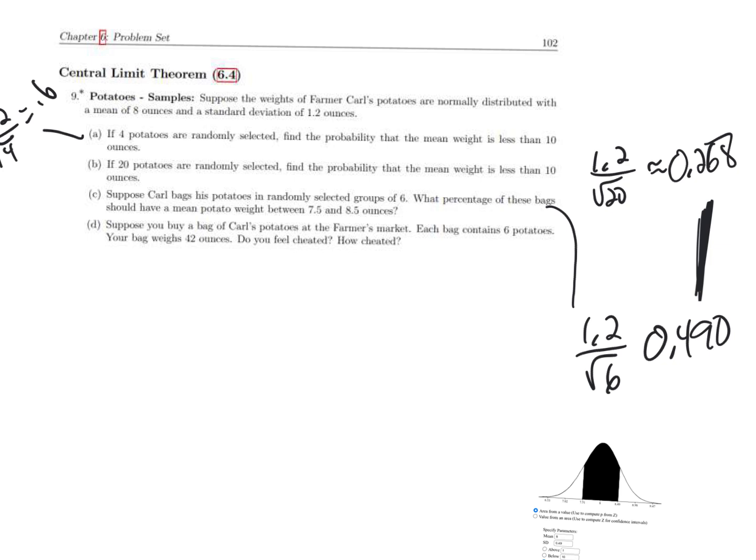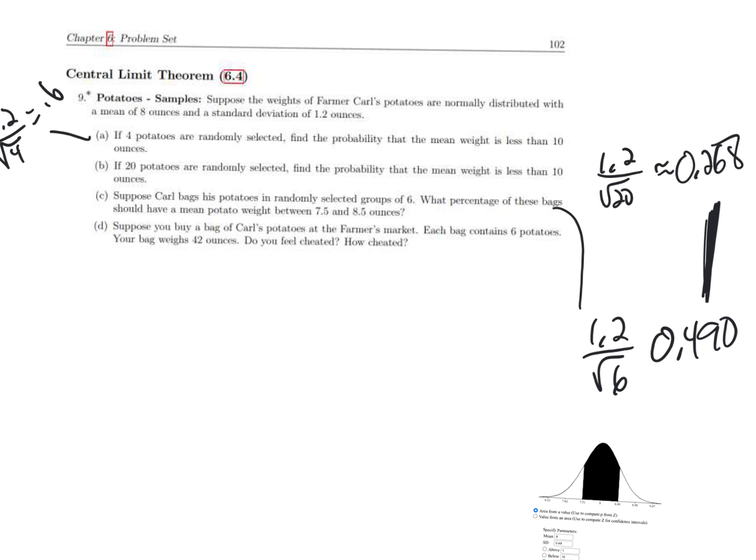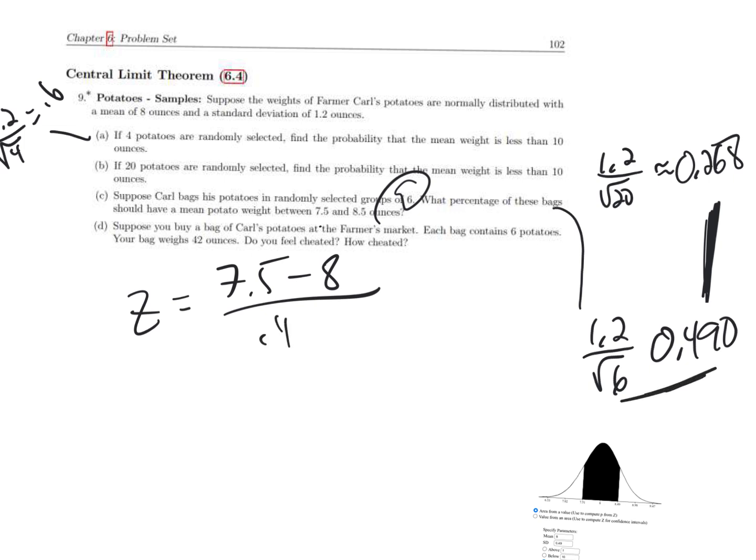Now the next question: suppose that Carl randomly samples six potatoes per bag. What percentage of the bags will have a mean weight between 7.2 and 7.5? If you've done enough of these, to do this by hand we'd have to find the z-score for 7.5: 7.5 minus 8 divided by the standard deviation for a sample size of 6, which is 4.49.